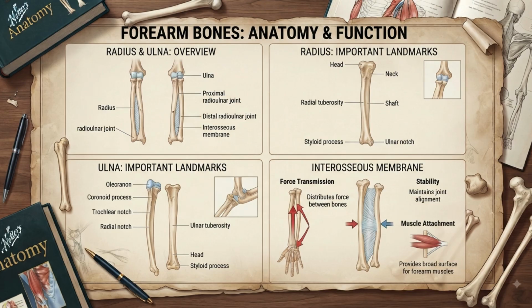The interosseous membrane connects the radius and ulna along much of their length. It provides attachment for muscles and contributes to stability between the two bones. It also helps transmit forces between the radius and ulna. So remember its three broad roles: connection, muscle attachment, and force transmission.